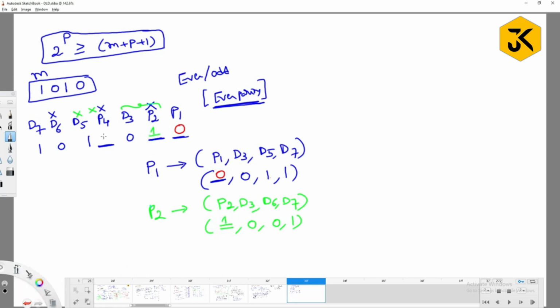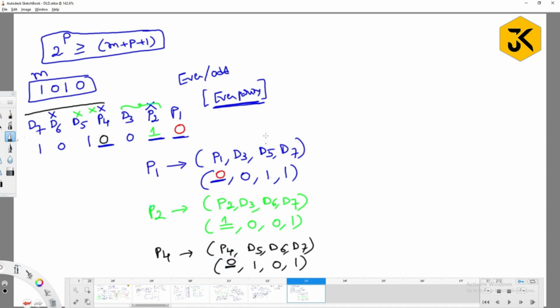Now to find out P4, you have to consider 4 consecutive terms. So P4 value, if you are going to find out, P4, D5, D6, D7. What is P4? Don't know. D5 is 1, D6 is 0, D7 is 1. Now to make this even parity, what will I have to place here? 0. So I have to place 0 here.